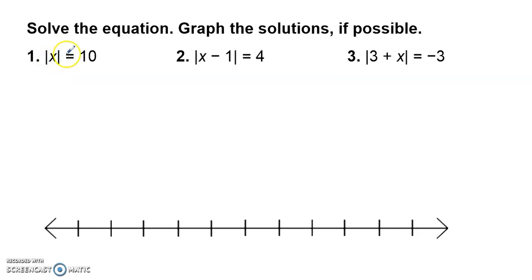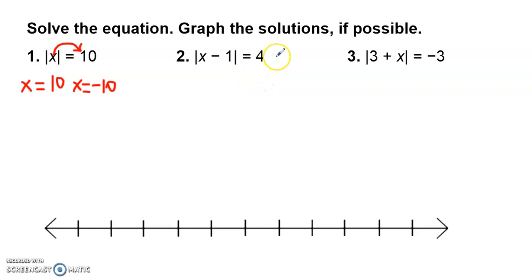Alright, the absolute value of x equals 10. So we just need to write our two equations, the positive one and then the negative one. And since x is already alone, that's our answer. X can be 10, because that's going to pop out as 10, and x can be -10. If we put a -10 in here, that's 10 spaces away from 0 as well.